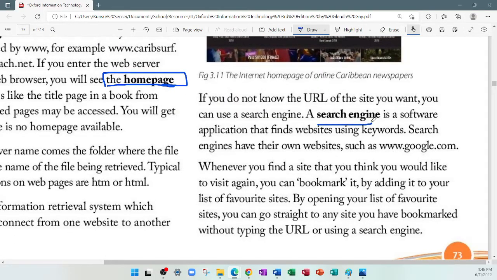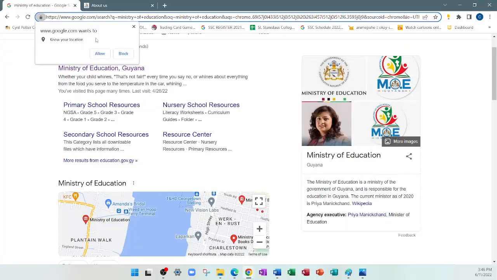Now, what is a search engine? A search engine is basically a software application that helps you to find websites using keywords. So Google is a search engine.